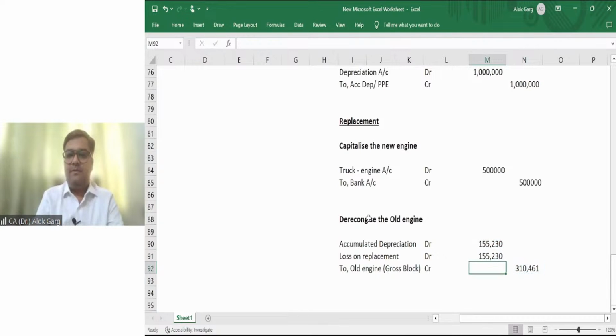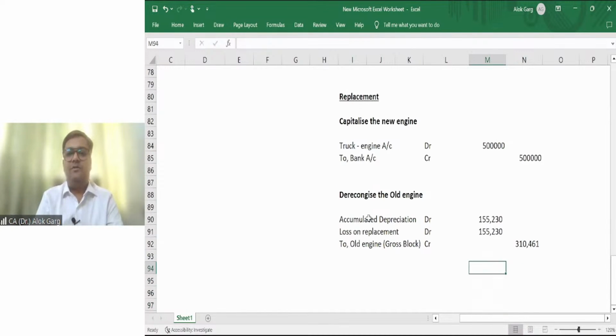Loss on replacement, 155,230. Loss on replacement 155,230.